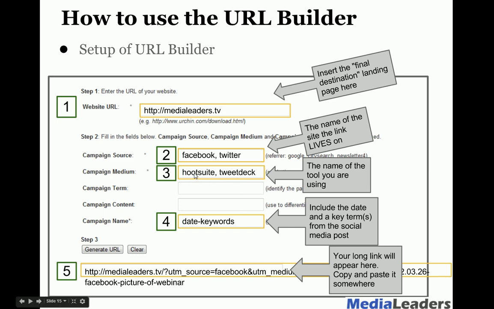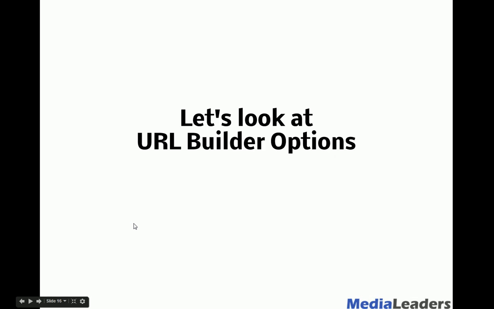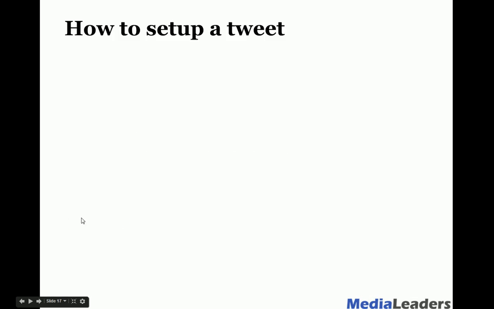We're going to use, let's say we promote it on Twitter. We use Hootsuite to promote it on Twitter, and this is the link we want them to go to, and then this is what we use. And then the date and keywords, I'll show you how that works in the end. All right, let's look at the URL builder options.